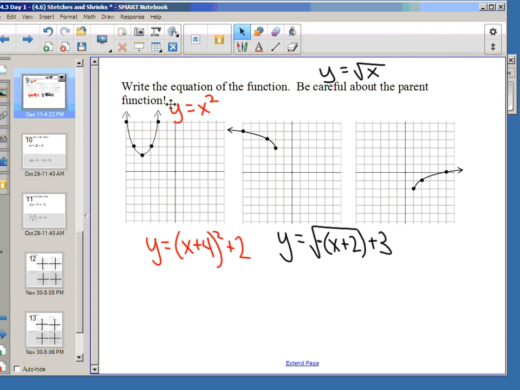And the last equation here, right up top, so y equals, again, we have our square root function. We were shifted 1 to the right, so square root of x minus 1. And then we went down 2, so we'll minus 2 more.